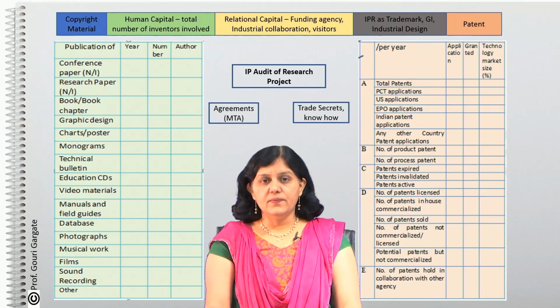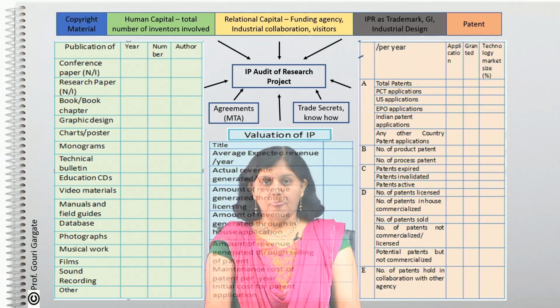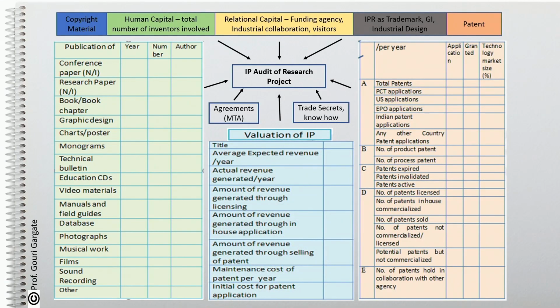Then the next one is IP valuation. You may not be able to do this IP valuation, however, tentatively you can think over this considering the titles mentioned under this category, that is average expected revenue per year, actual revenue generated per year, amount of revenue generated through licensing per year, amount of revenue generated through selling of patent or any IP, amount of revenue generated through in-house application or amount saved through in-house application of any process or product you invented.